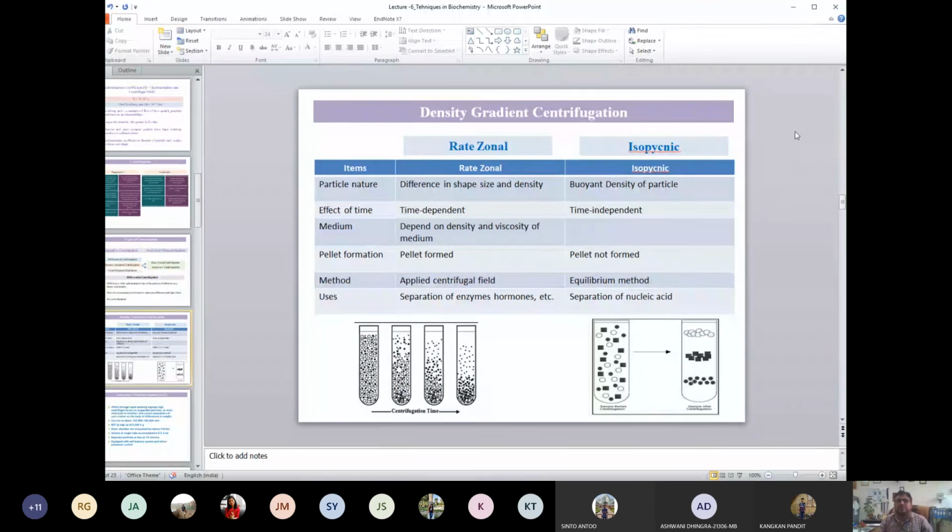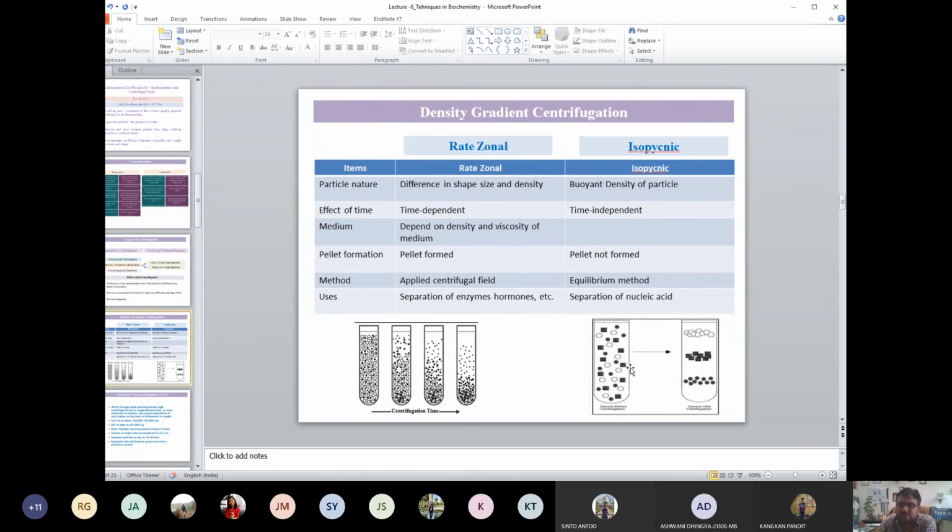Coming to the next, as I told, density gradient centrifugation. This is very important. In density gradient centrifugation, we have two different types. One is called rate zonal, the other is called isopycnic. At the bottom, on the left hand side, this is a rate zonal centrifugation where, with the increase in centrifugation time, particles slowly go and settle at the bottom of the centrifuge tube, and ultimately form the pellet.